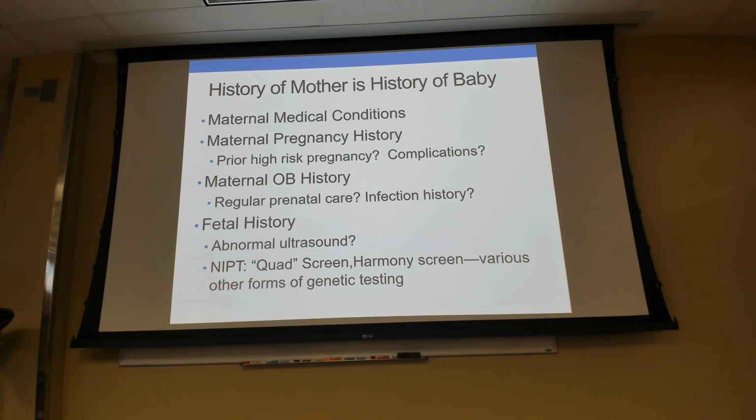The harmony screen is very similar to the quad screen. It's the quad screen plus. So the quad screen has all those same things, and then it looks at the baby's sex chromosome. So do we have an XX, female, or an XY, male? Or do we have an XXY, or an XXX, or an XYY? We have all kinds of variations. We'll talk about that in a different lecture, but you look at the baby's sex chromosomes. So quad screen plus that is what your harmony screen is.